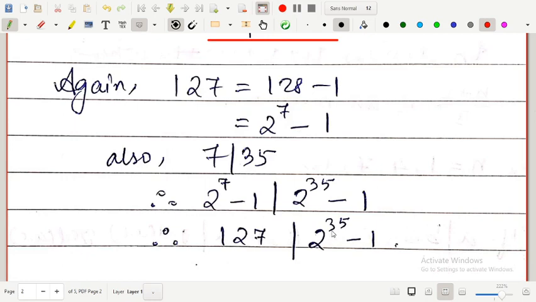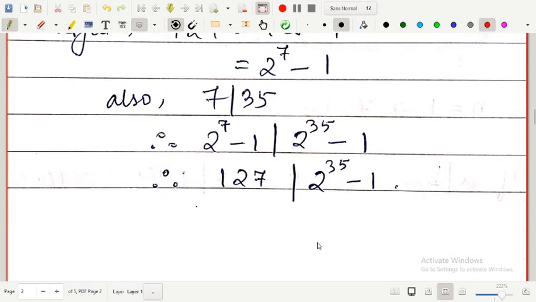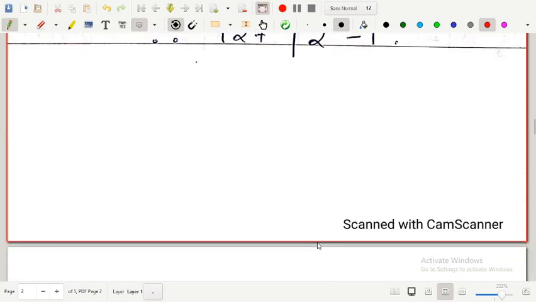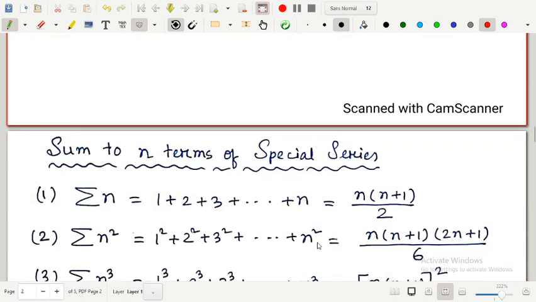This is the application of our previous proof. So what we are getting, 127 divides 2 to the power 35 minus 1. Okay. So we are getting the result very quick.